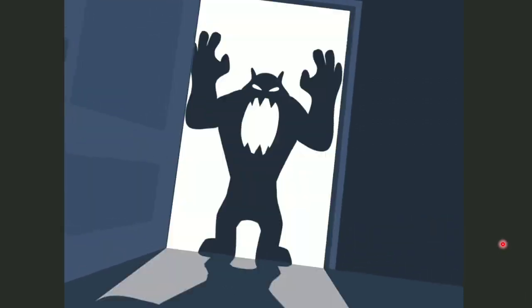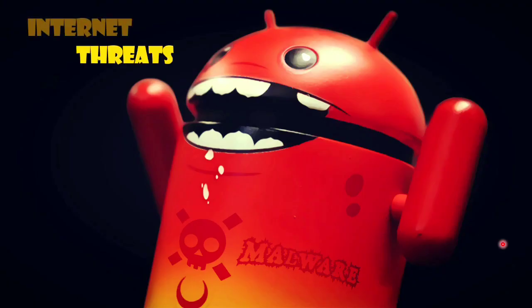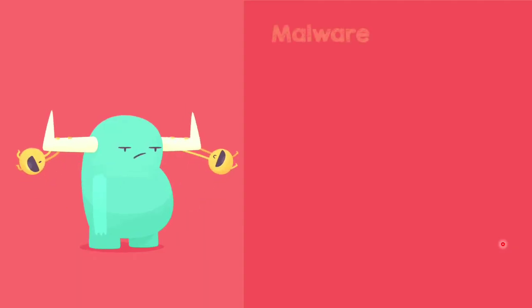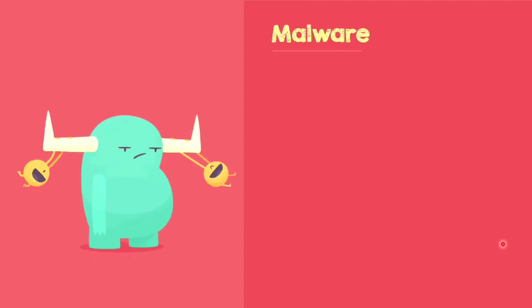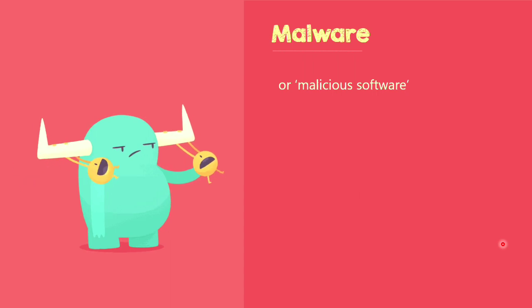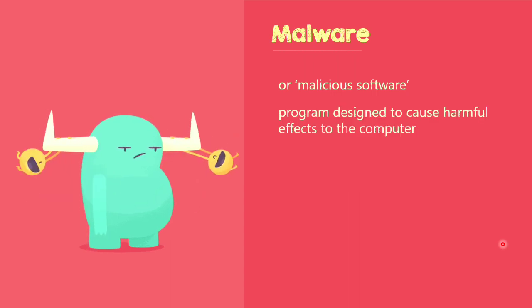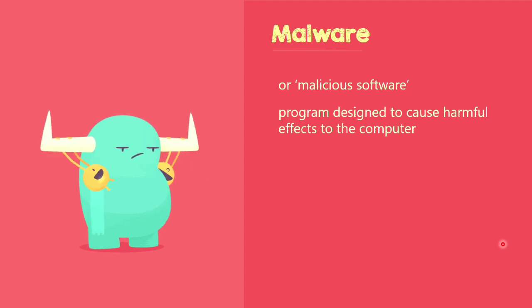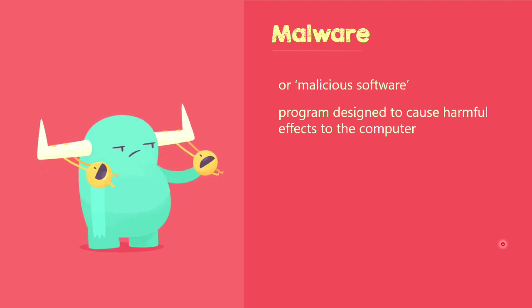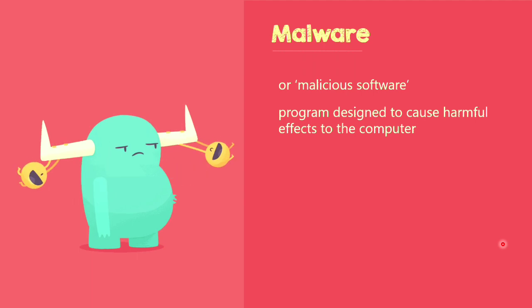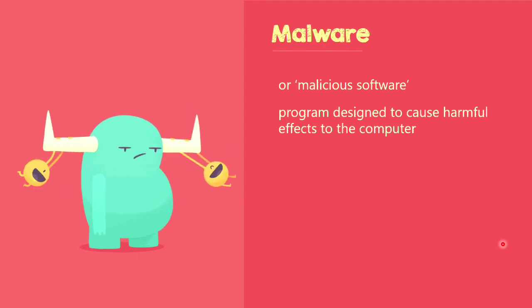One of the most popular internet threats that we can encounter is what we call malwares. Malware stands for malicious software. It is basically a software or a program that is coded or designed to cause harmful effects to our computers, and it can also affect the normal functioning of the internal activities of our devices.